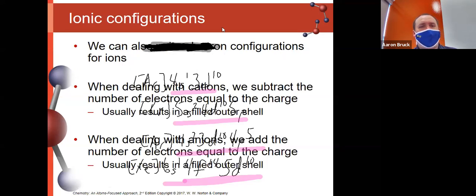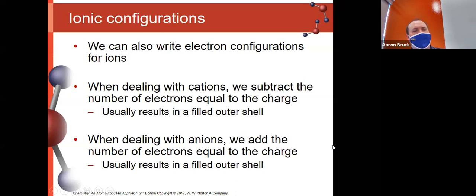All right, let's talk about ions. Now for ions and ion configurations, we kind of follow the same sort of pattern. The only difference is for negative ions, we're going to add electrons. And for positive ions, we are going to subtract electrons.